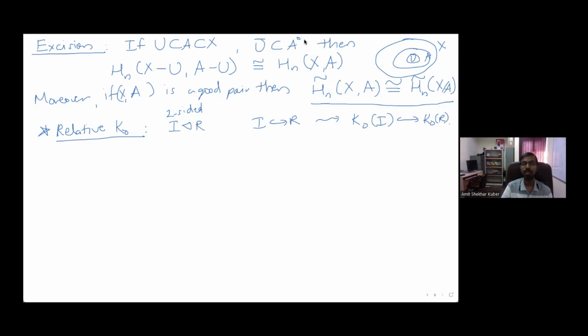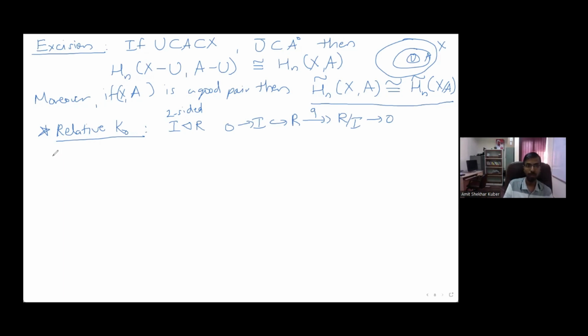Sorry, I'm messing things up. I don't want to talk about this at the moment. I cannot say there is a map from K0 of I to K0 of R, because I is an ideal which, even though it is a subring of R, doesn't necessarily have unity. You understand? So therefore, I should in fact talk about this particular map, this Q map. So I will always have this corresponding map.